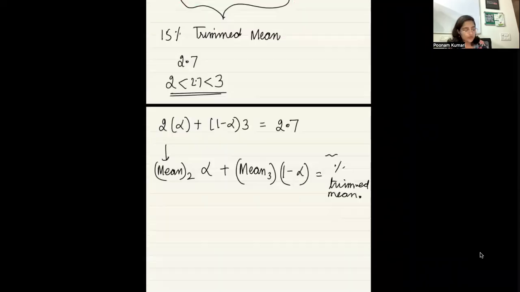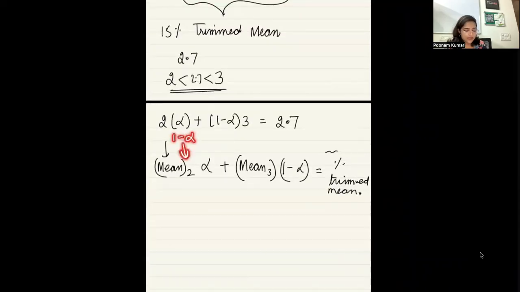So if you use 1 minus alpha here, same thing. If you use alpha here, then same thing. Same weights have to be given. So this is like finding a weighted average. Let's see trimmed mean. So let's take up an example now.